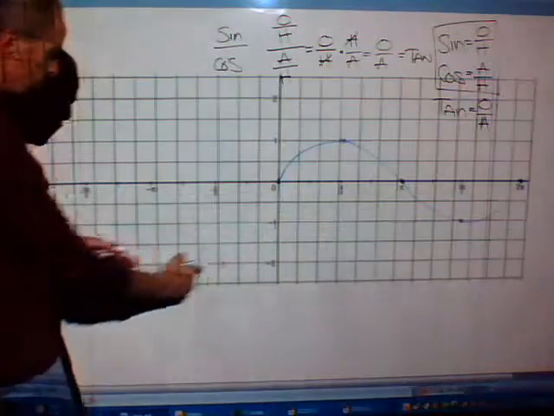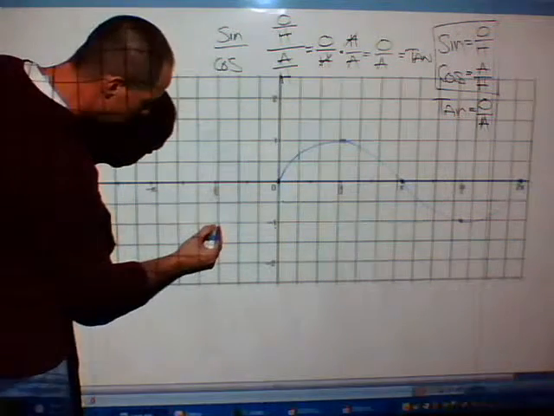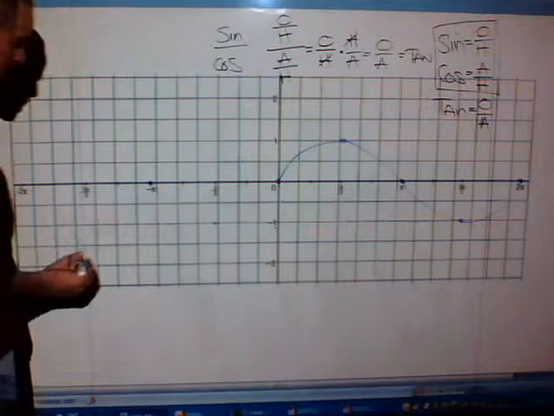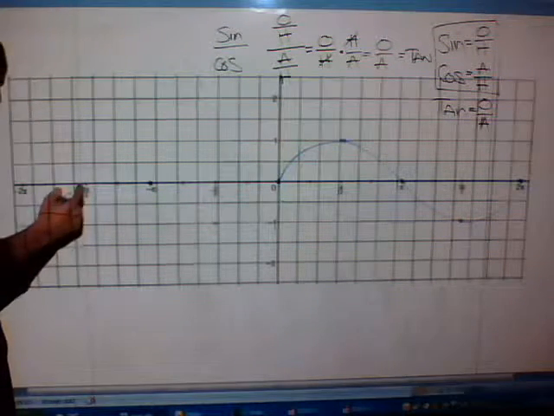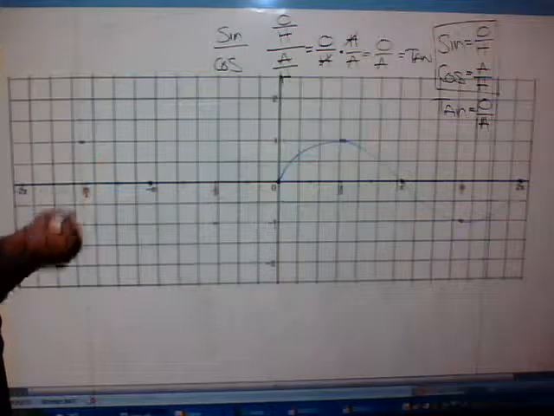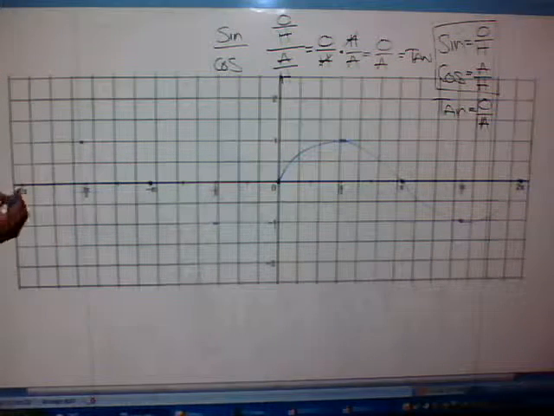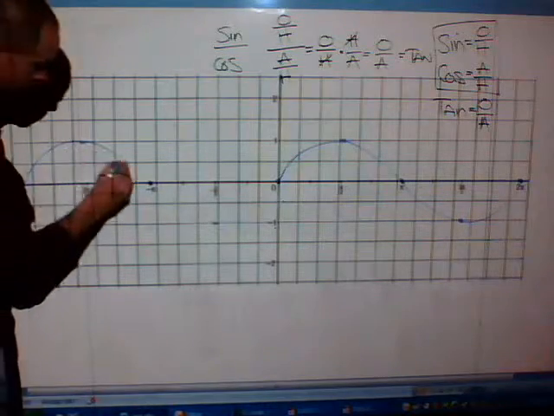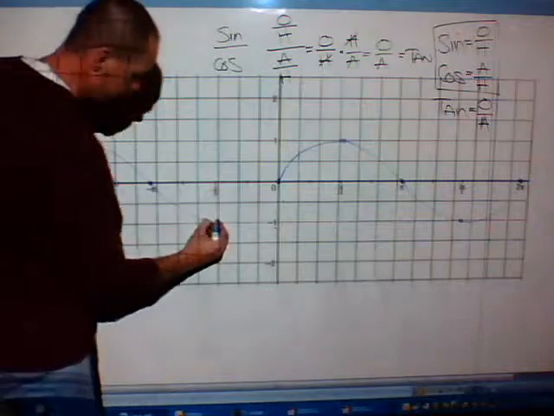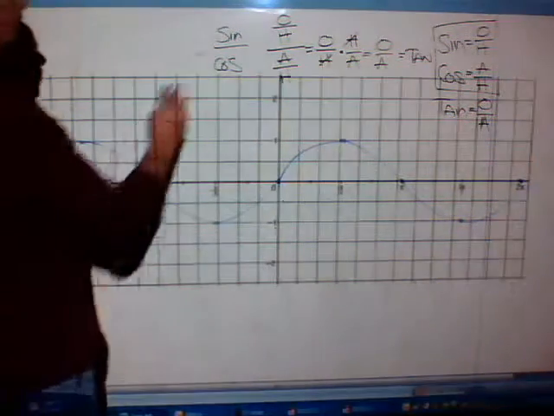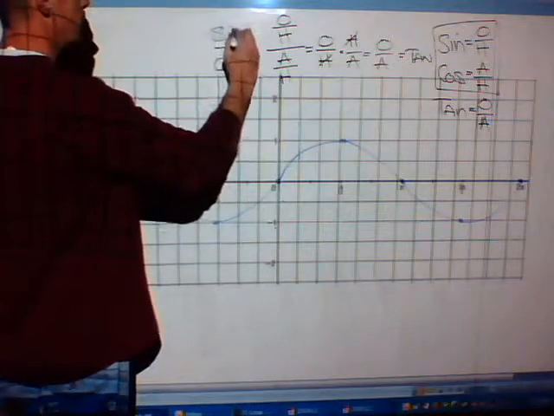Okay? Now let's fill in the negative part here. Negative pi over 2 will be at negative 1. At negative pi, you'll be at 0. At negative 3 pi over 2, you'll be at positive 1. And at negative 2 pi, you'll be back at 0. So the blue here is the sine graph.